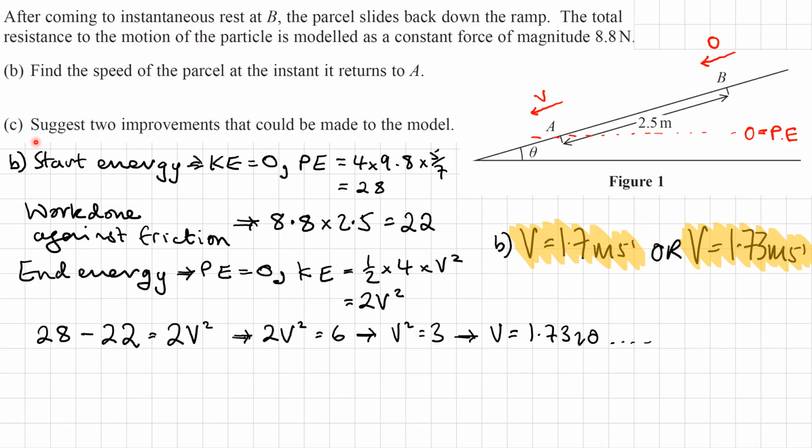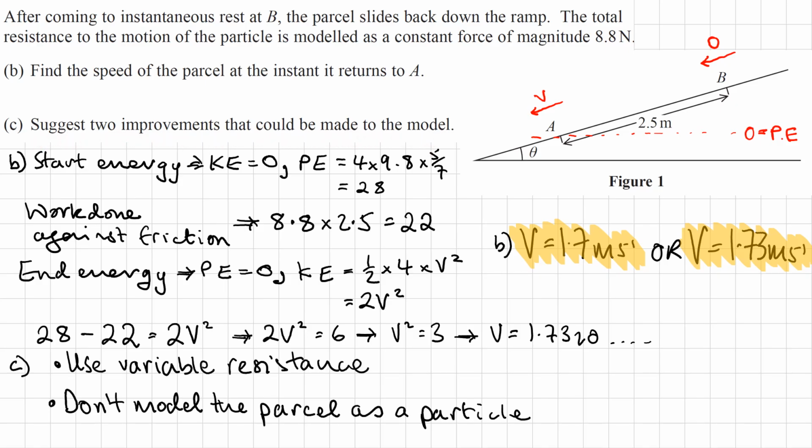And part C, we want to suggest 2 improvements that could be made to the model. Now, you'd want both of these because this original question, I think, was worth 2 marks. So we want to use a variable resistance. I've got that from the fact that just before part A and part B, it talks about the resistance of motion of particles is modelled as a constant force. And in reality, resistance isn't going to be constant. It may change as its velocity changes.